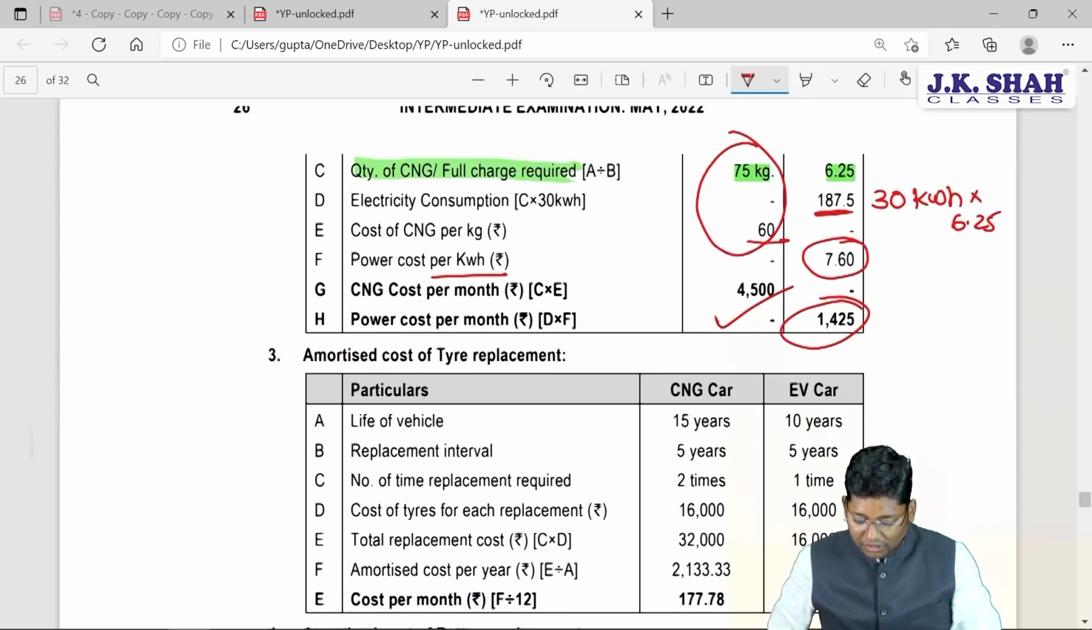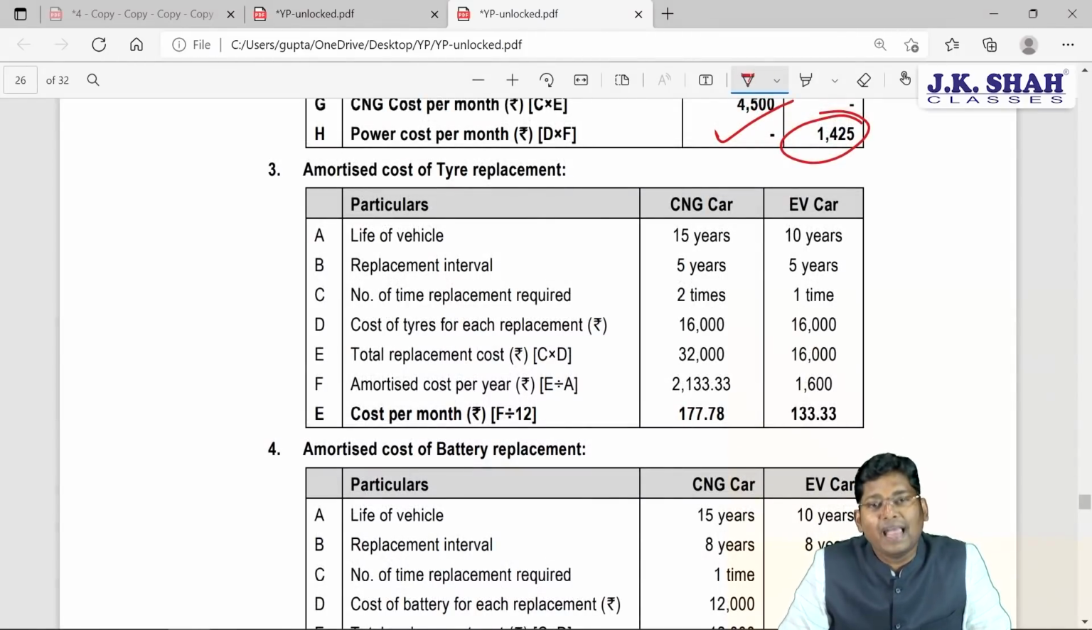After that, if you check the third working note, they have given the amortization cost of the tire replacement. The life of the vehicle is already mentioned in the question.